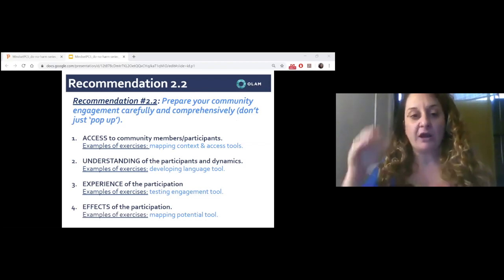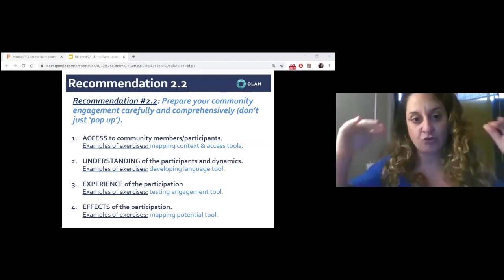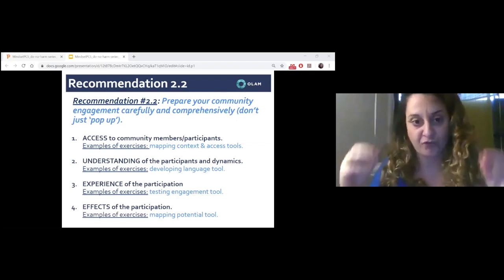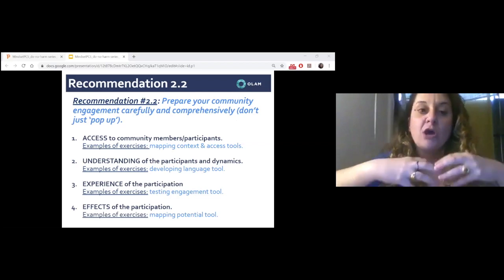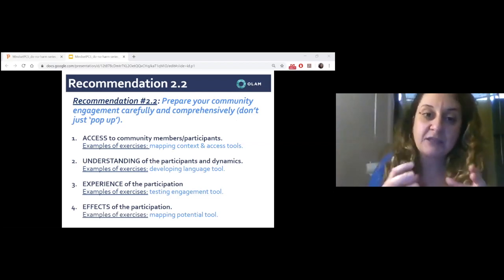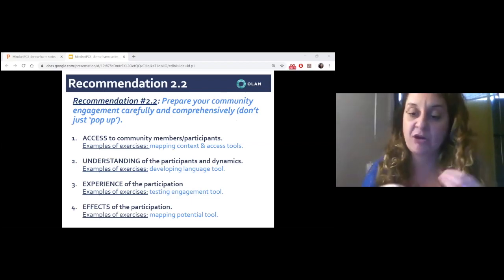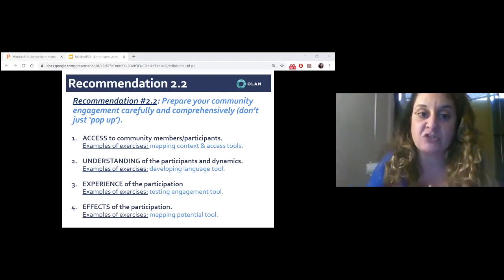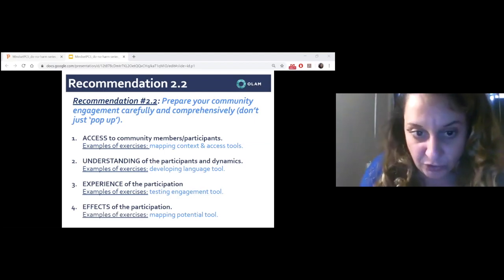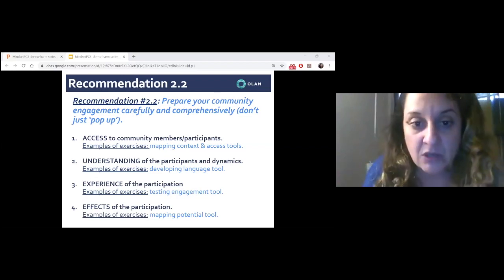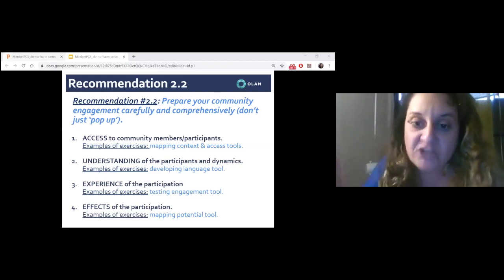And here I've selected for you a few exercises that I've organized according to 4 sections or 4 categories. The first one is access. How do we understand the people we want to engage and how we want to access them? And here I suggested a few tools that will help us understand who is affected by the problem or the opportunities that we are analyzing. And also how we are going to access those people, from which angle.